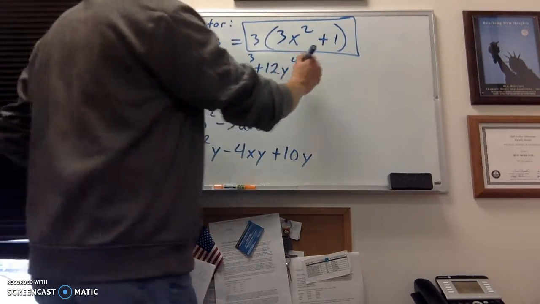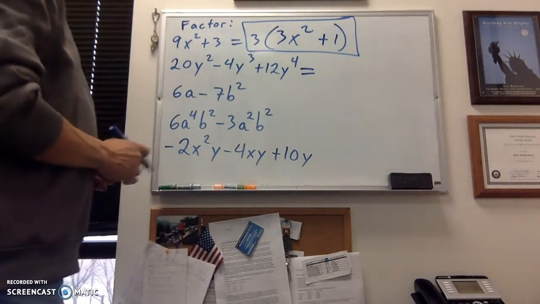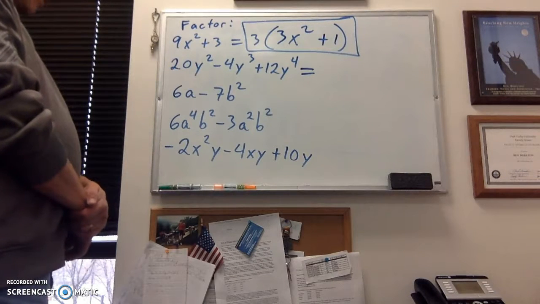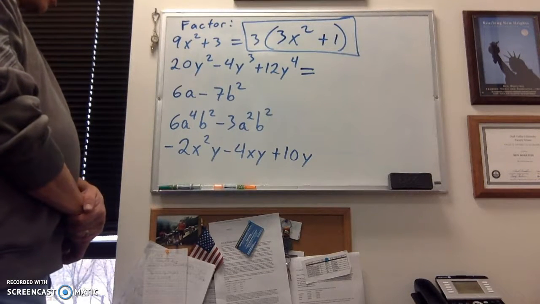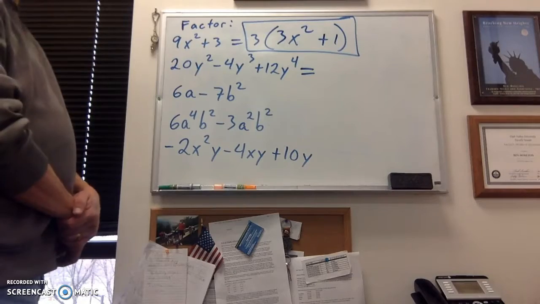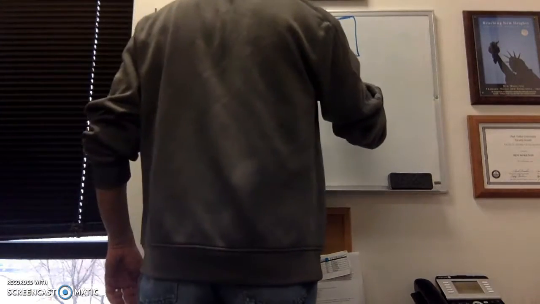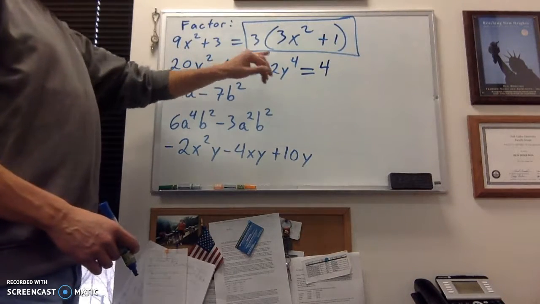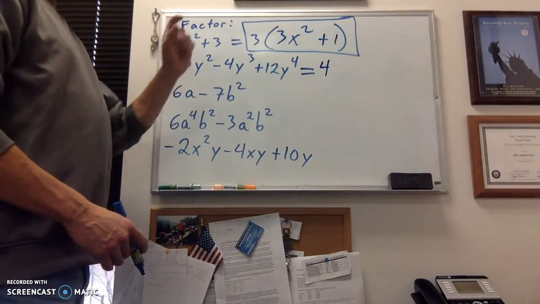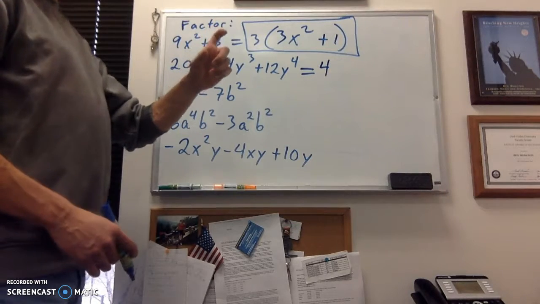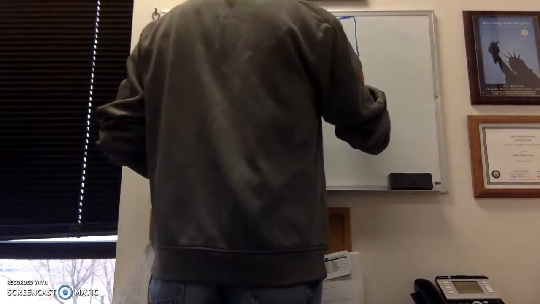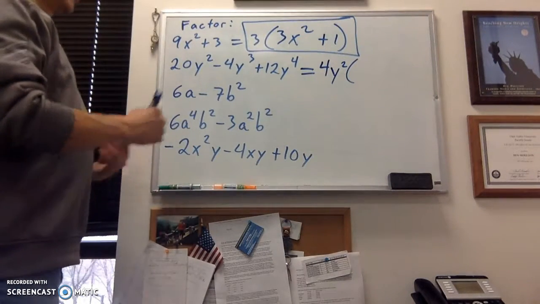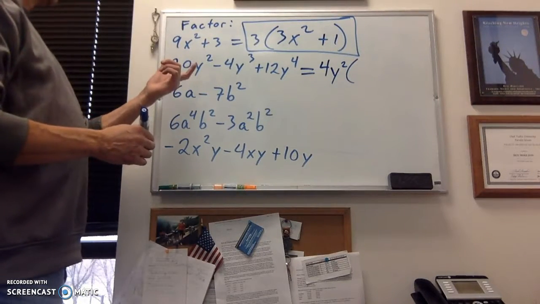All right, let's take a look at the second one. This one's a little different. So let's see, 20, -4, and 12. The greatest common factor among the coefficients would be a 4, right? So I'll pull that 4 out. Now let's look at the variables. y squared, y to the third, y to the fourth. The smallest of those would be the y squared, right? So I'm going to factor out a y squared.